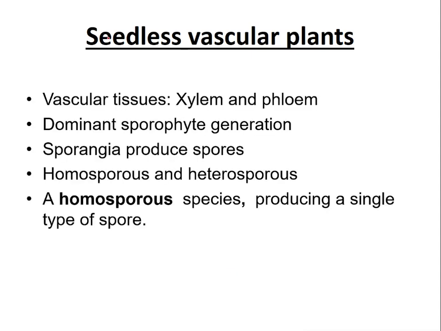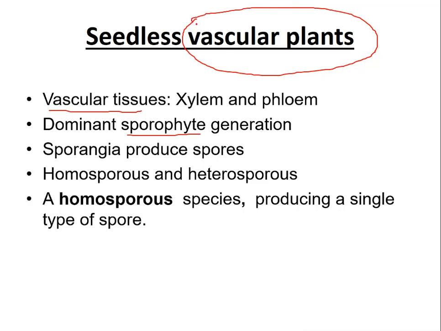Remember, they all have vascular tissue, meaning they have development of xylem and also phloem. The dominant generation of the life cycle is sporophyte generation. So remember, all vascular plants, regardless of seedless or seed vascular plant, have the sporophyte as the dominant generation of the life cycle. So why is it called seedless? Because it is producing spores, right? It does not produce seed, but it has sporangia that produce spores.